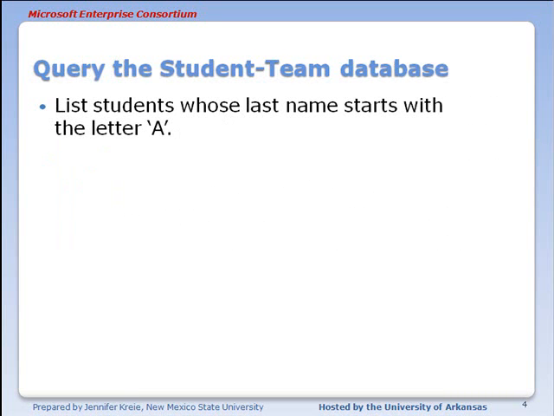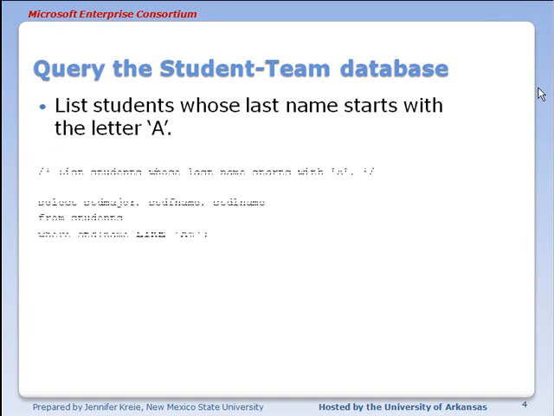So let's take a look at the student team database, and let's list students whose last name starts with the letter A. To construct this SQL statement, we list the columns we want to display. In the from clause, we list the students table. In the where clause, we put the name of the column we'll evaluate and the word like, and then we add in quotes the letter A followed by the % sign. That means anything that starts with the letter A.